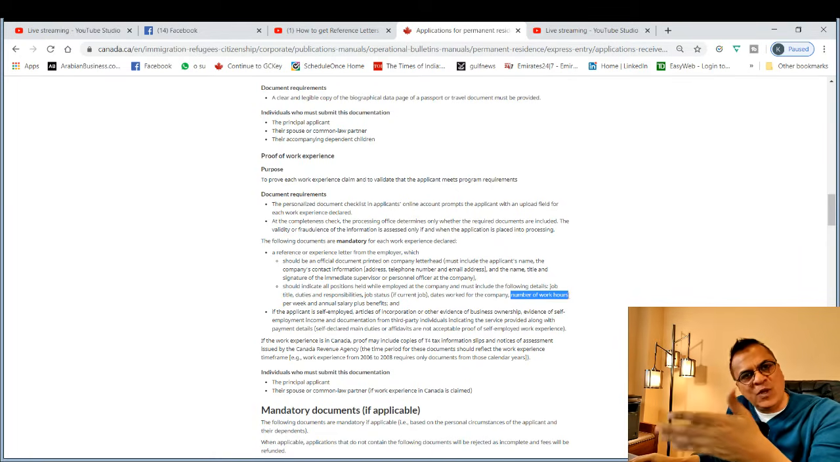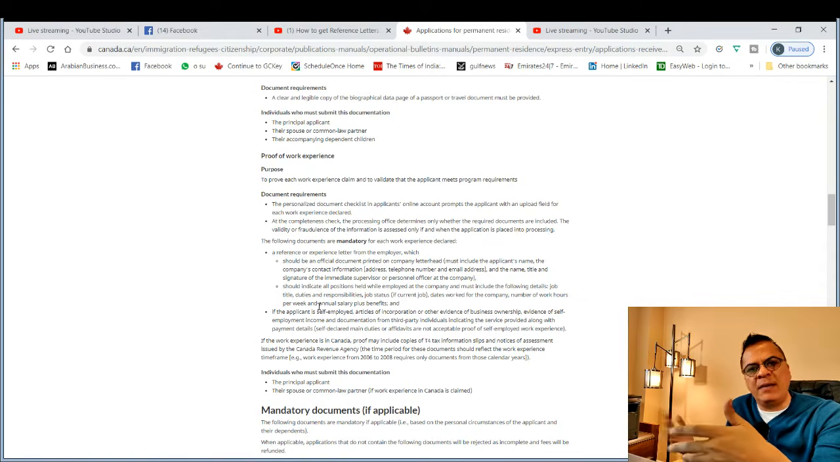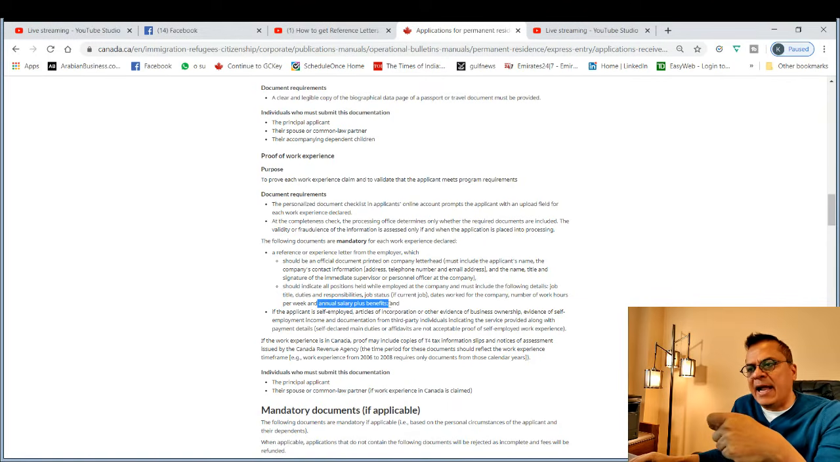Number of working hours will again validate your period of work, so whether it was 30 hours per week, full time, 20 hours per week, part time, etc., all that will again validate. And one of the most important things to validate your work experience, that should be paid work experience. It can't be voluntary work experience.